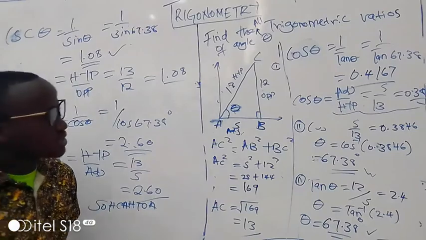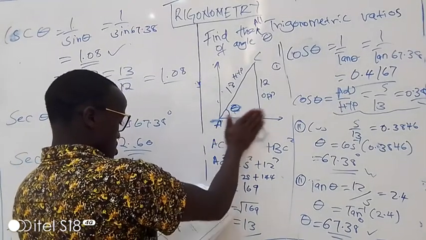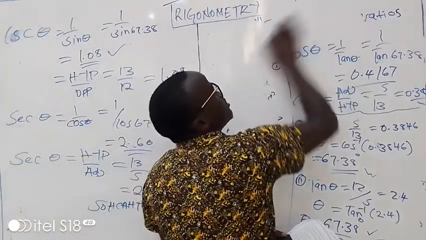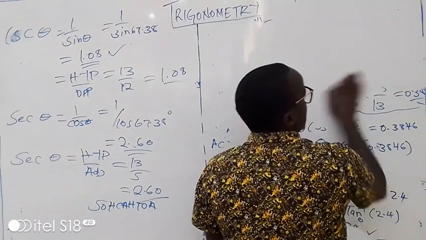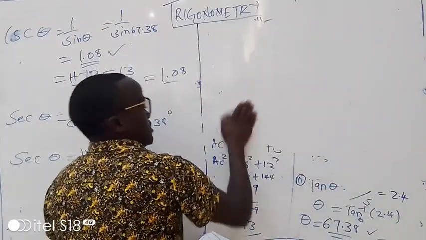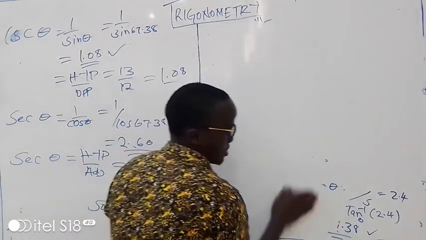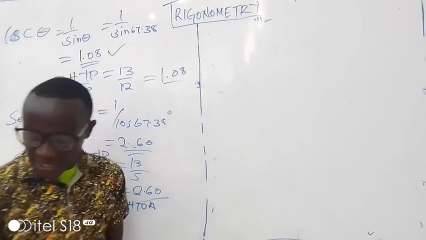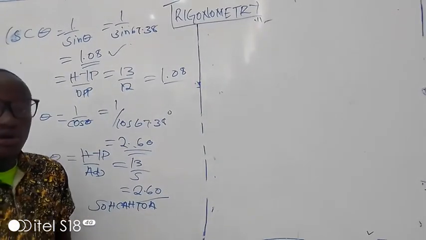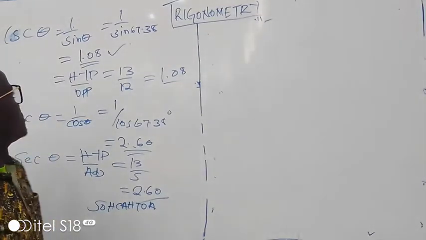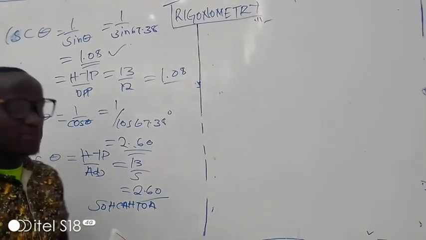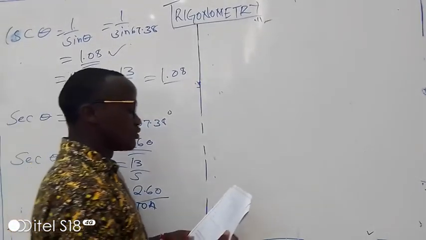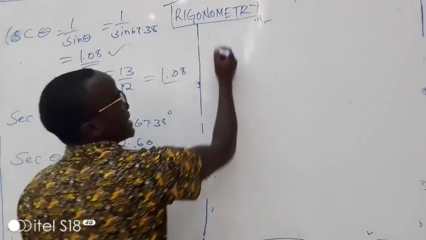So by that we have seen everything, and we have worked it out and seen how things work. I think up to here you can be in a position to find all the trigonometric ratios. Now we can see another example.